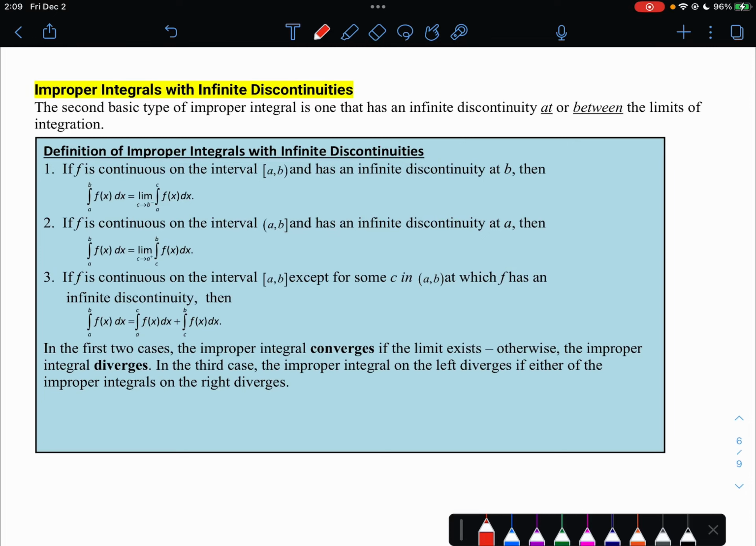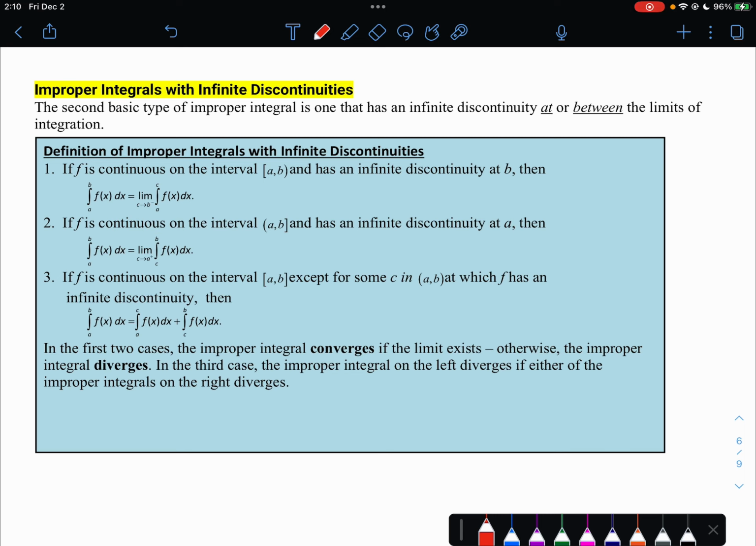All right, welcome to part 2 of topic 6.13 video here. So last time we looked at improper integrals that had infinite bounds. Now we'll look at improper integrals that have infinite discontinuities.